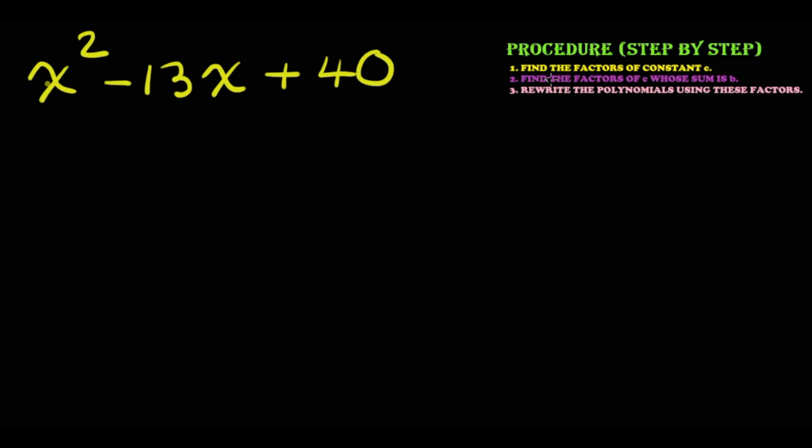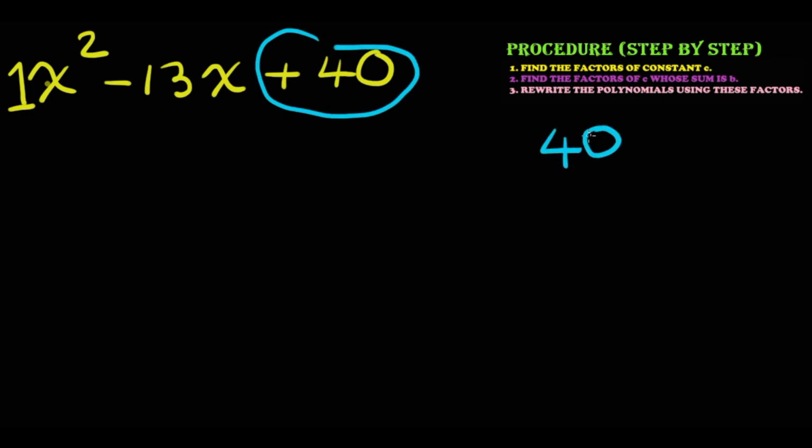Step number 1 is to find the factors of constant c. So which one is your c? Well, here, your a is 1. A is the coefficient of x squared, so a is 1. Your b is negative 13, and your c is 40. Okay, so your constant c is a positive 40. So let's go ahead and write that down. Okay, so here's your constant c, positive 40. Okay, so that's step number 1.